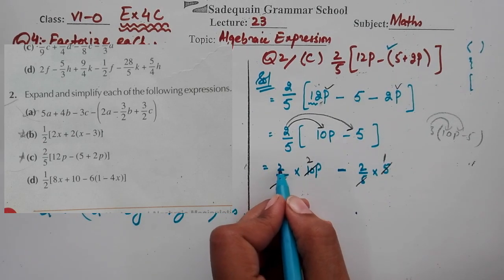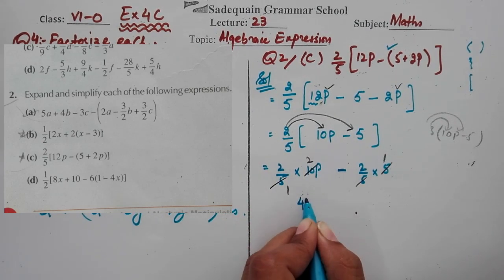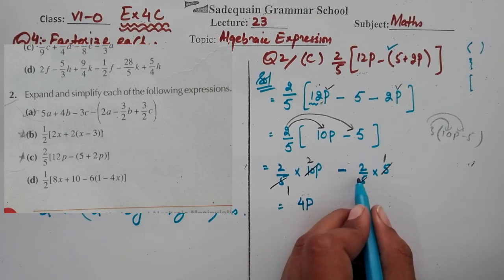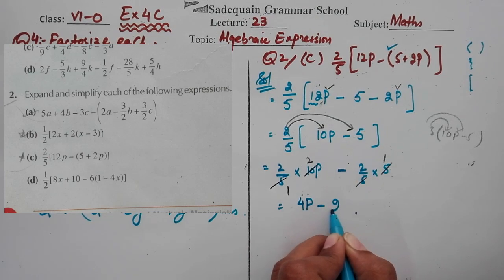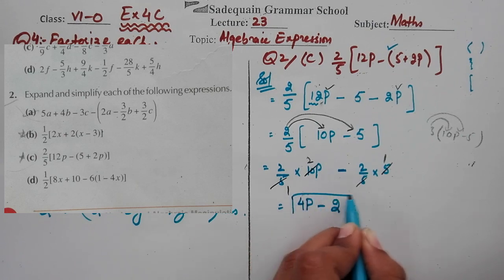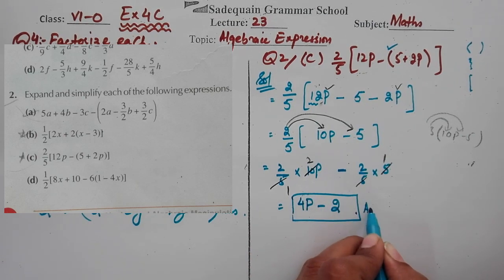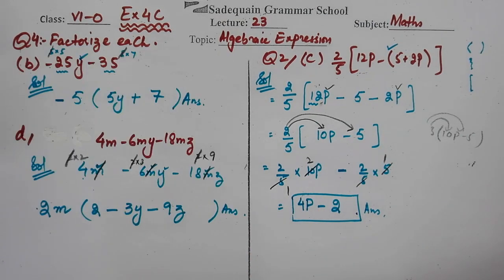What is left over here, beta? 2 multiplied by 2, it will be 4p. Now here 2 ones are 2, so it will be minus 2. So that is the answer for this question. Okay, that is how we simplify.